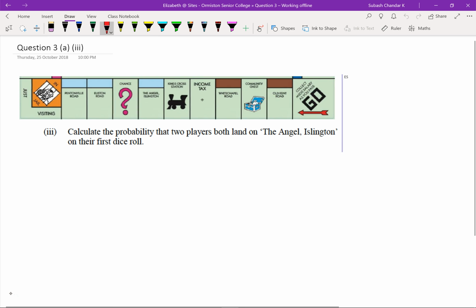So, now I want to calculate the probability that two players both land on the Angel Islington. Okay, so Angel Islington is right here. So there's two parts to this question. One of them is I want to find the chance they land on Angel Islington, but I also need to take into account that I'm talking about two players.